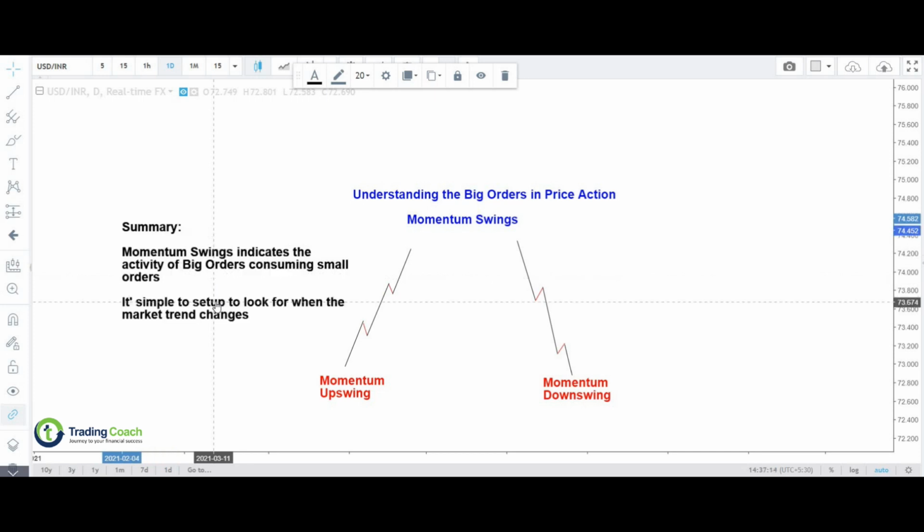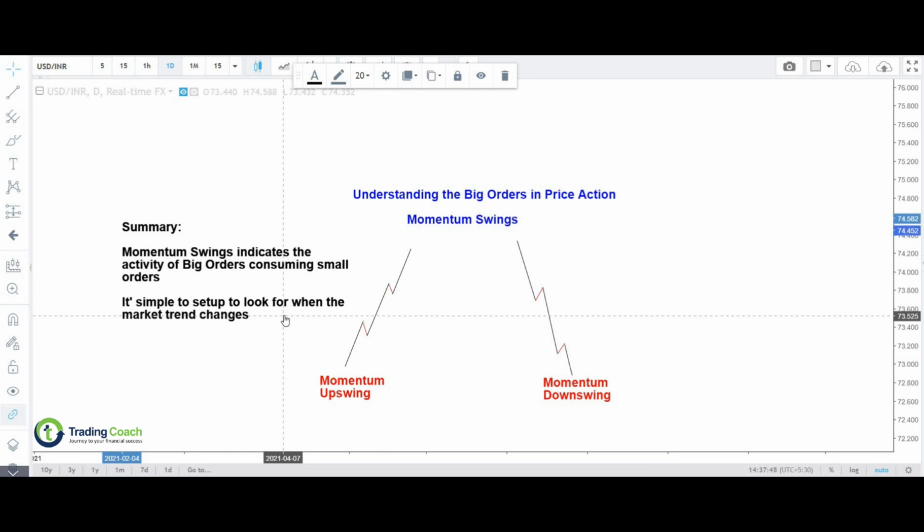Alright. This is a simple setup that you need to look for when the market trend changes. Say, for example, if you are looking at an uptrend and right after the uptrend you see a momentum downswing, you can expect the trend to change direction. Similarly, if you are looking at a downtrend and right after the downtrend you see a momentum upswing, you can expect the market to change direction. This is a kind of trend reversal setup.